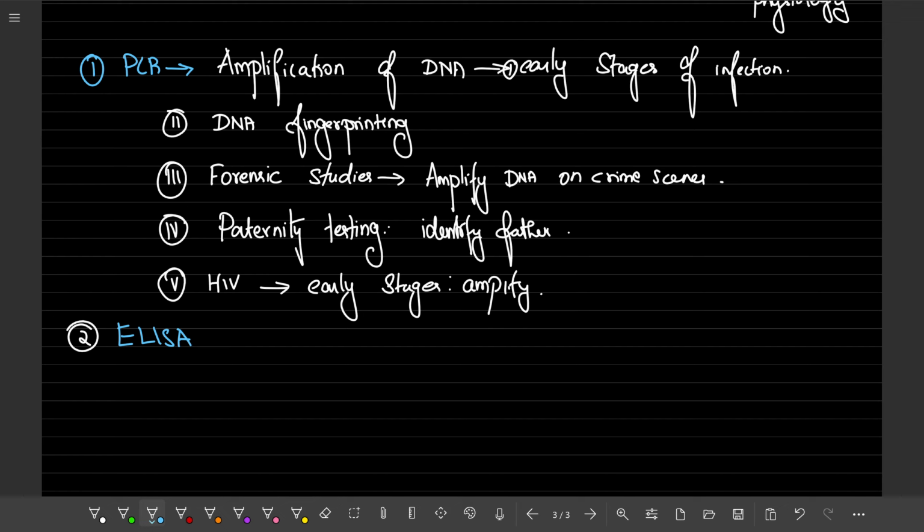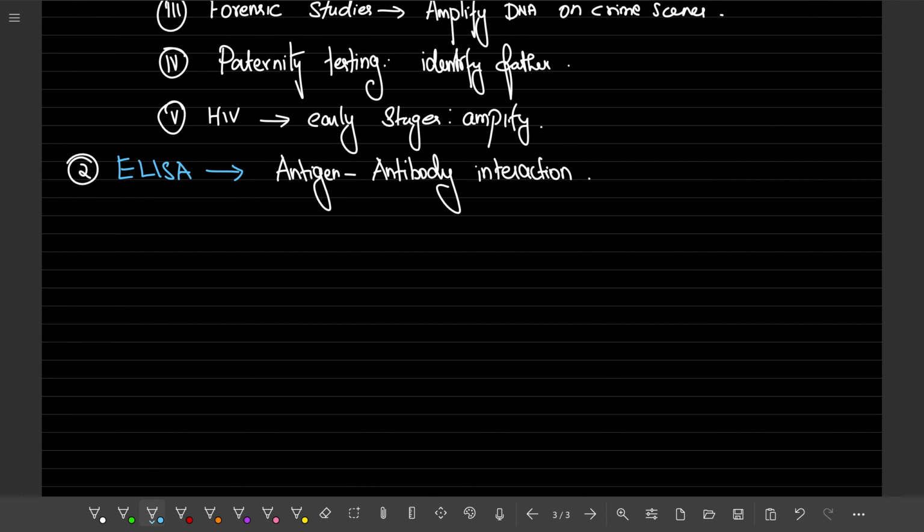The second thing we'll be seeing is ELISA. We saw 3 different types of ELISA. What was it? What do you all remember? Direct ELISA, indirect ELISA, sandwich ELISA. We already saw how it works. You can usually follow PCR with ELISA in case of HIV. So what is ELISA? It is an antigen-antibody interaction. Here again early detection is possible because even in very small concentrations it is going to identify.